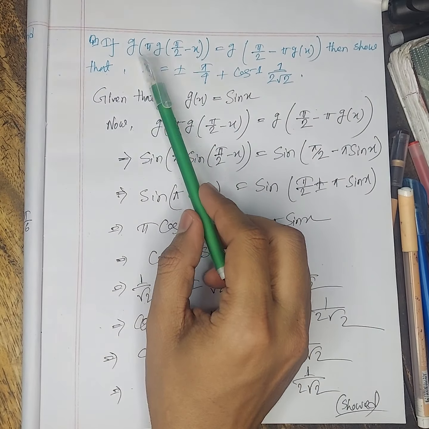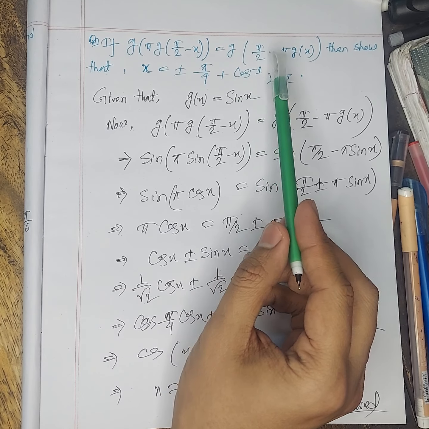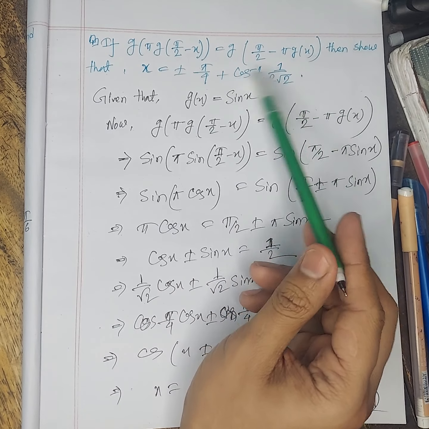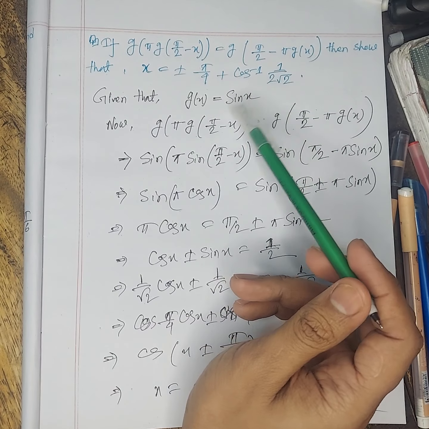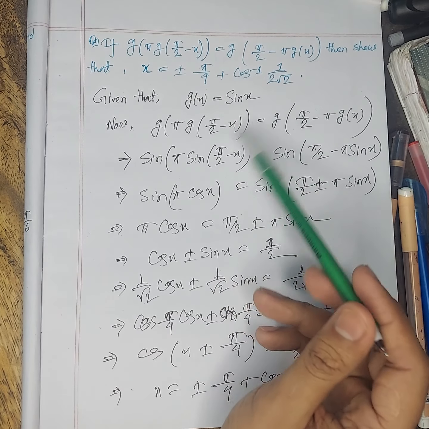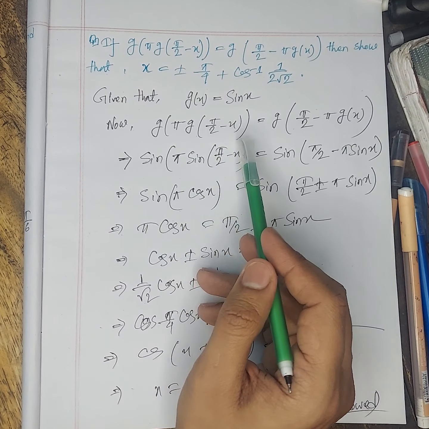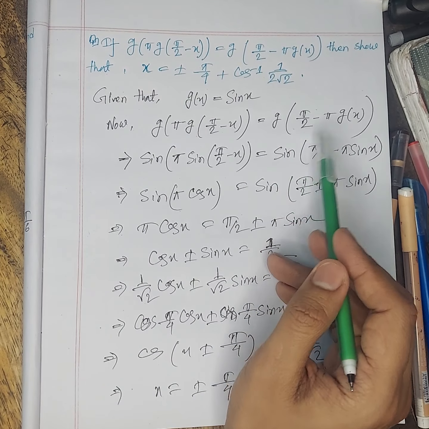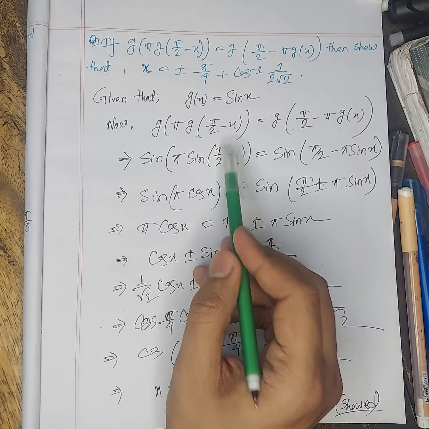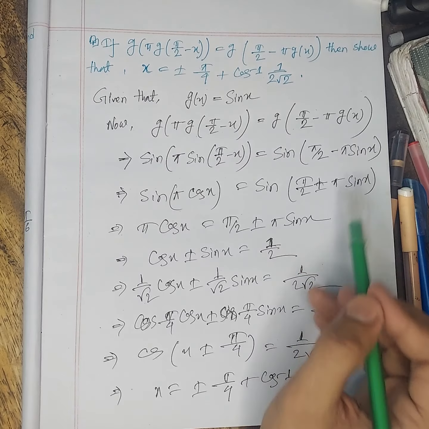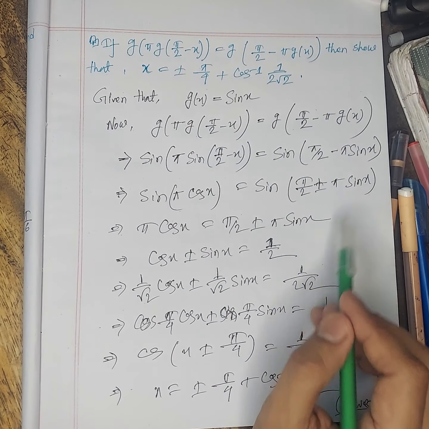If g of pi by 2 minus x is equal to g of pi by 2 minus pi g of x, then we have to show that x equal to plus minus pi by 4 plus cos inverse 1 by 2 root 2. Here g of x equal to sin x. So g of pi by 2 minus x is equal to g of pi by 2 minus pi g of x. We can substitute this: sin of pi by 2 minus x, sin of pi by 2 minus pi sin x. So sin pi cos x, sin pi by 2 plus minus pi sin x.